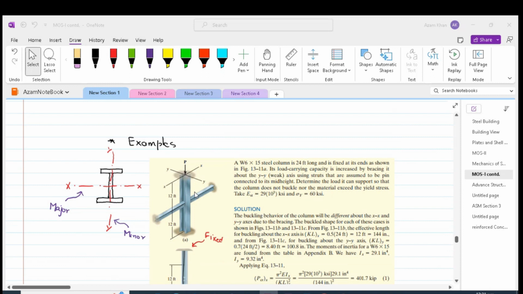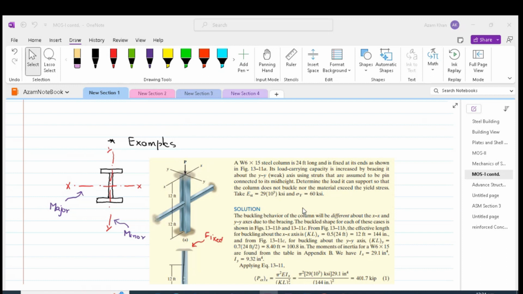The first example is asking to work out the critical load. We are given a section W 6/15 steel column, which is 24 feet long and is fixed at its end as shown in the figure. Its load carrying capacity is increased by bracing it about the YY weak axis using the struts that are assumed to be pin connected at mid height. Determine the load it can support so that the column does not buckle nor the material exceed the yield strength. After that, we are given the modulus of elasticity of steel and the yield strength of steel.